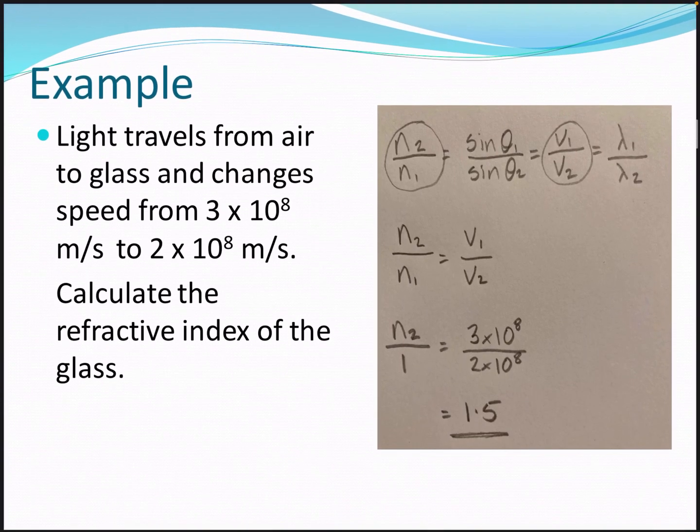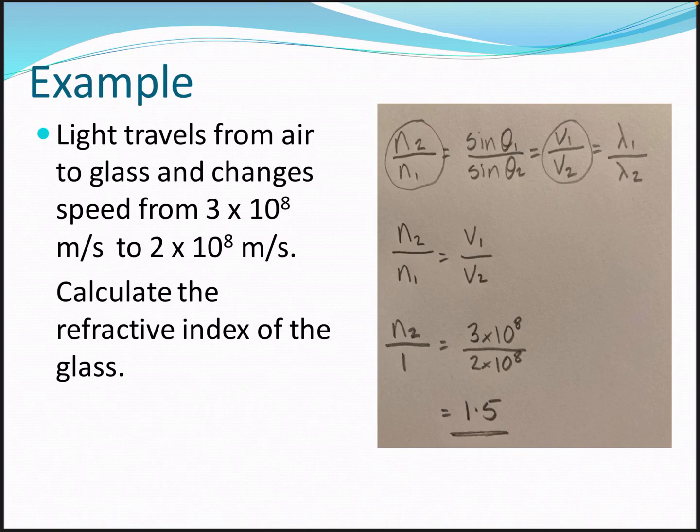So here's an example. If light is travelling from air into glass, and the speed of that light is changing from 3 times 10 to the 8 metres per second to 2 times 10 to the 8 metres per second, and it's asking us to work out the refractive index of the glass. It tells us it's going from air, so we know that n1 is just 1. So we'll look at that big set of equations that are all linked together, and pick out the two that we're looking at. We're looking at refractive index and we're looking at velocity. So it's just going to be n2 over n1 is equal to v1 over v2.